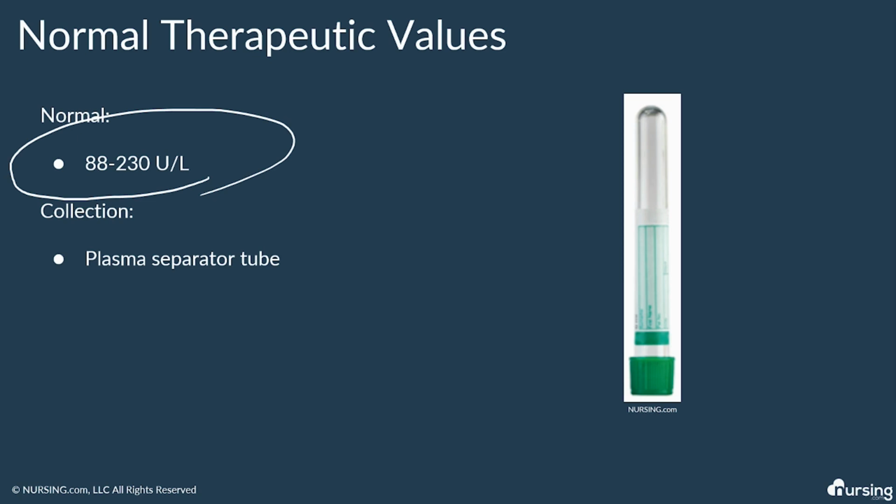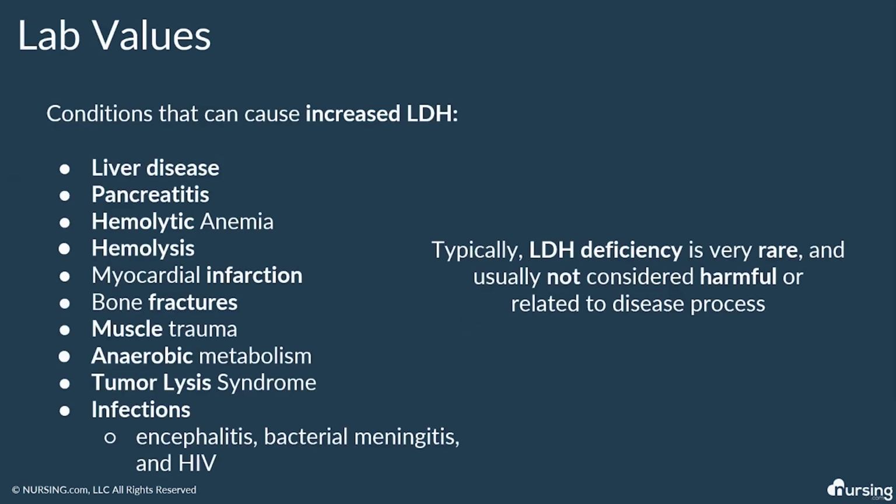It's collected in a plasma separator tube, like this green top. When lab values are increased in LDH, that can indicate liver disease, pancreatitis. We talked about the hemolytic disorders and myocardial infarction, but also in bone fractures, muscle trauma, and let's not forget anaerobic metabolism. It's also one of the standard labs that's drawn when tumor lysis syndrome is suspected.